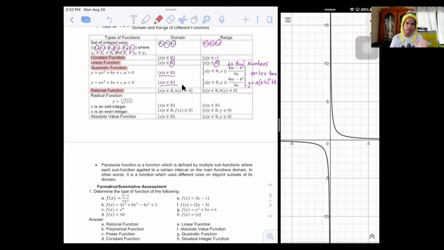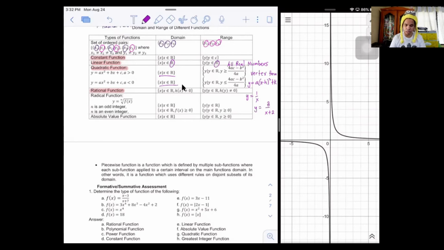The domain is the set of all real numbers except the real number that will make your denominator 0. Example, y equals 1 over x. So the domain is all real numbers except 0, because 0 will make the denominator 0. Another one, y equals 3 over x plus 2. So the domain here is all real numbers except -2, because -2 will make the denominator 0.